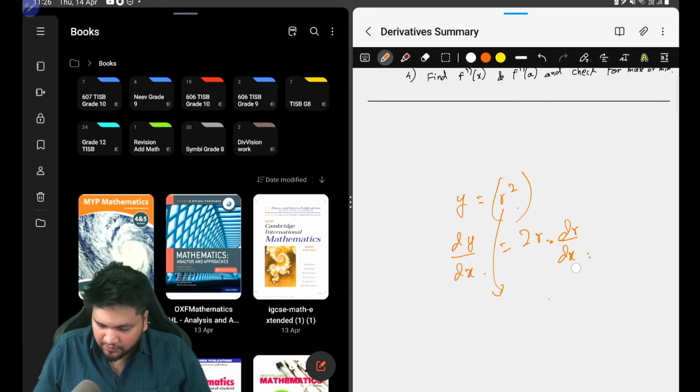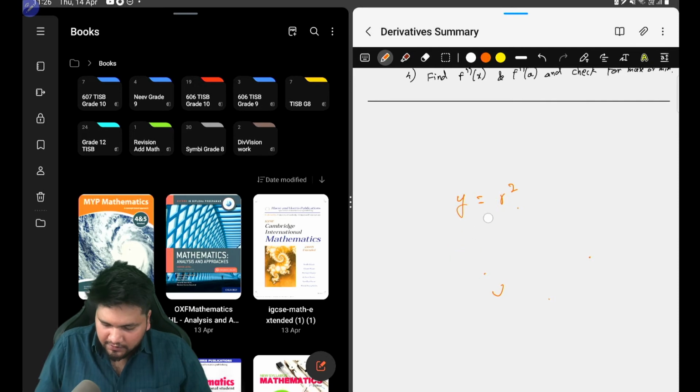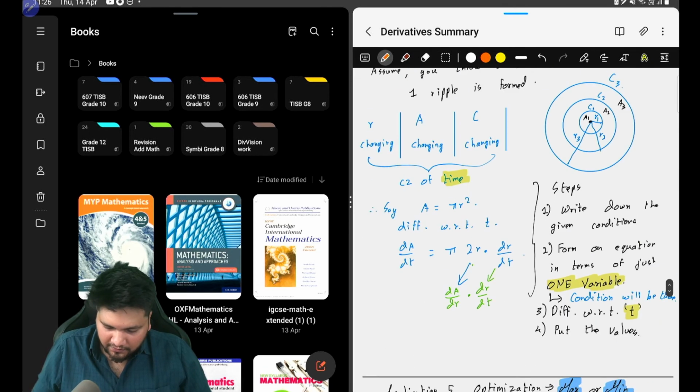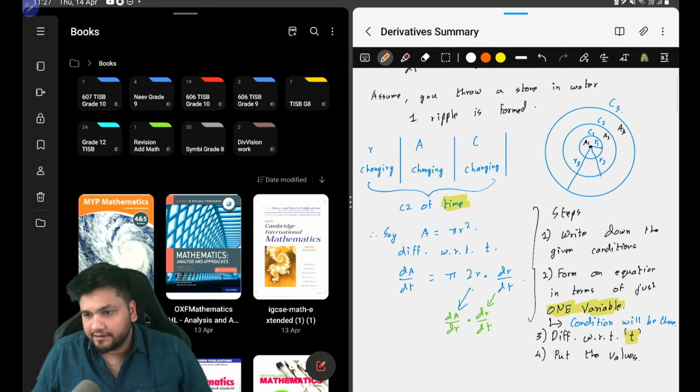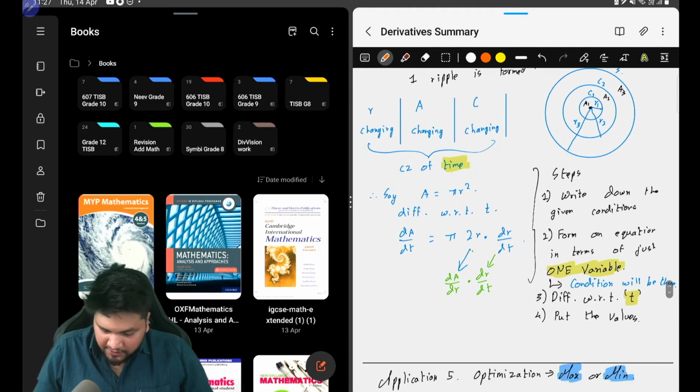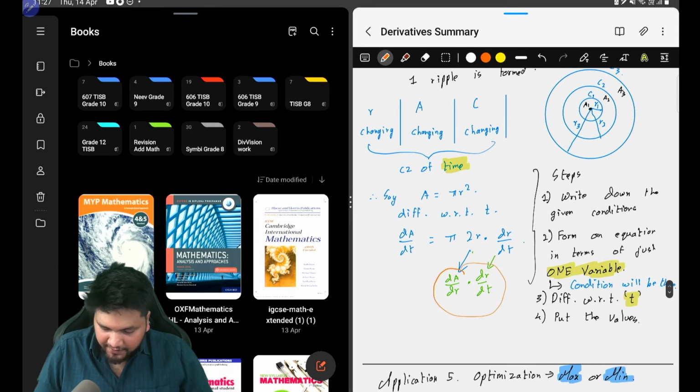I'm doing this just to tell you that whenever we are doing with respect to t, we consider that as a function. Area is a function of radius, and both are functions of t. So I'm differentiating with respect to t. So I get dA by dt and pi into 2r into dr by dt. See, I have mentioned also dA by dr into dr by dt, which is nothing but dA by dt. Okay.